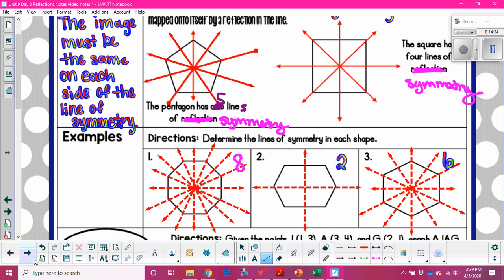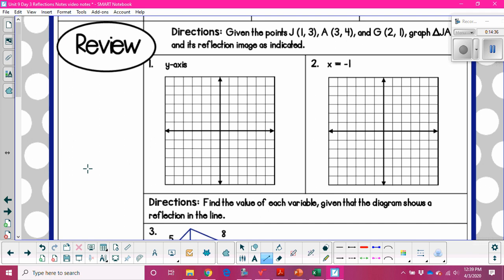Okay, so let's look down here at the review. All right, so you're given the points for J, A, and G. So you need to graph triangle JAG and its reflection image as indicated. So let's pause the video right here and y'all can do these by yourself for numbers 1 and 2, and then we'll come back together and look at the answers.